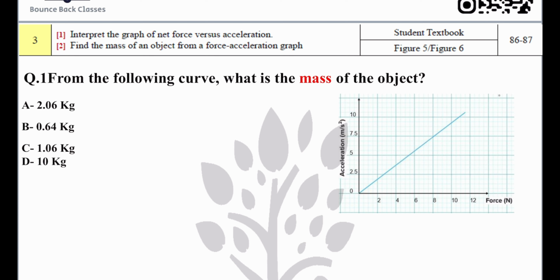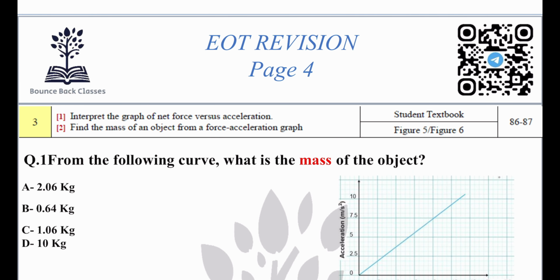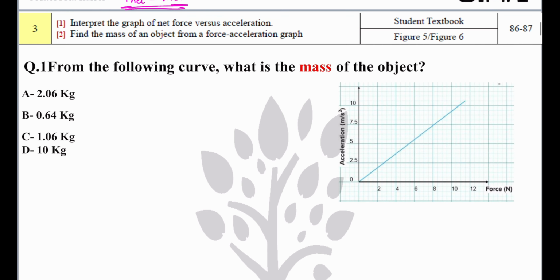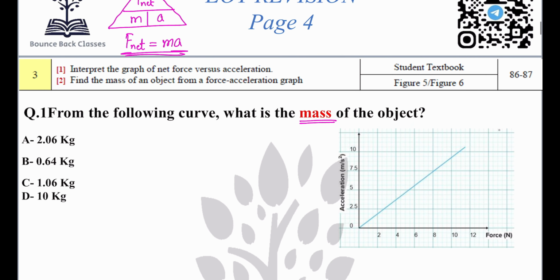Now, question number 3. How to solve question number 3? It's a very easy question, guys. The things which I told you earlier, you just need to apply that. Nothing new. What I told you, F net equals m times a. Yes or no? Okay, we need to apply the same equation, F net equals m times a, in the graph. Let's see. From the following curve, what is the mass? Okay, so just check, mass is equal to F net divided by acceleration.